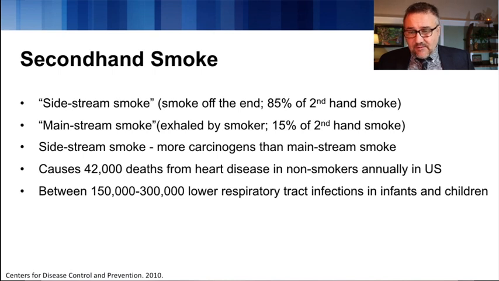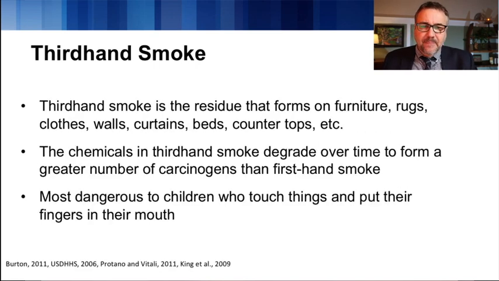In the U.S., we see about 42,000 deaths just from heart disease from non-smokers. The calculation here is a covariate analysis looking at heart disease that would have caused a death versus wouldn't have caused a death, and comparing people who have exposure to secondhand smoke to those who don't, with propensity matching on other variables. And then we also see a lot of respiratory tract infection in infants and children who live in households of people who smoke.